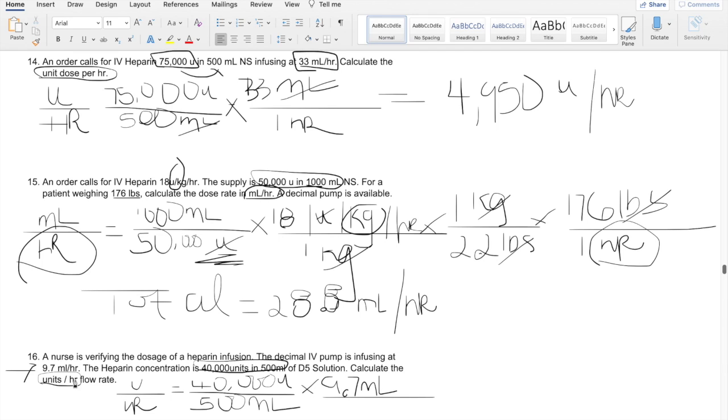Over the hour, minutes, hour, and hours, and I'm crossing out the milliliters. So now I times the 4,000 by 9.7, and I divide that by 500, which is going to be the total of 77.6 units per hour.